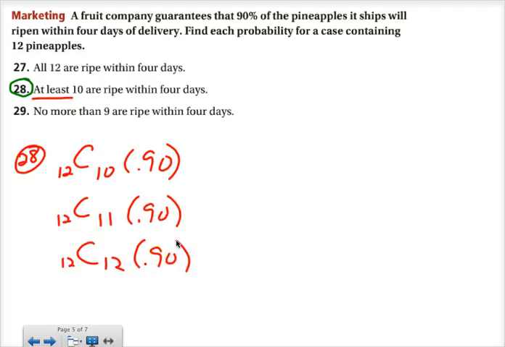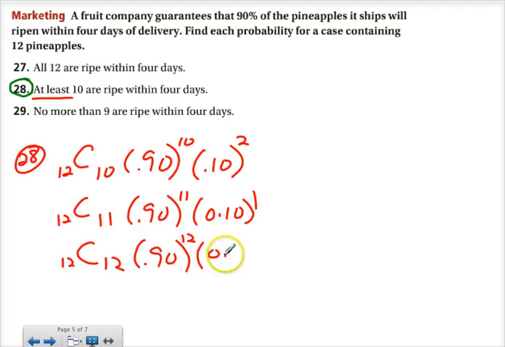So that's a success. There will be 10 successes here, which means the failure rate, which is 10%, will happen twice because there will be 10 successes and 2 failures for a total of 12. Then for the second one, we will have 11 successes, which means 1 failure. And then for 12 choose 12, all 12 of those would be successes, and we wouldn't have any failures. So you're going to go ahead and calculate these 3 again.